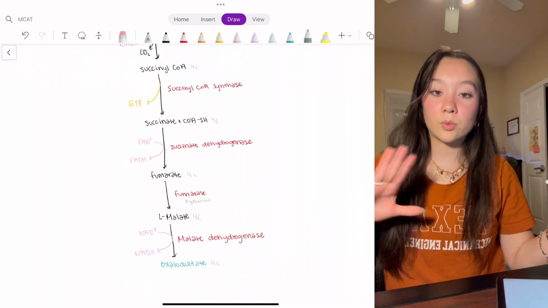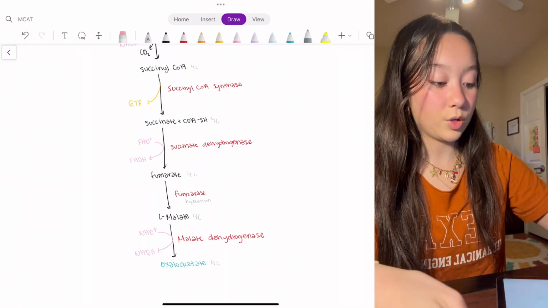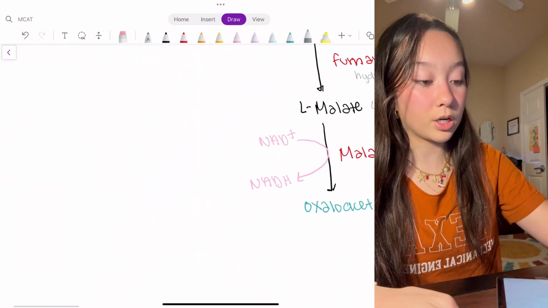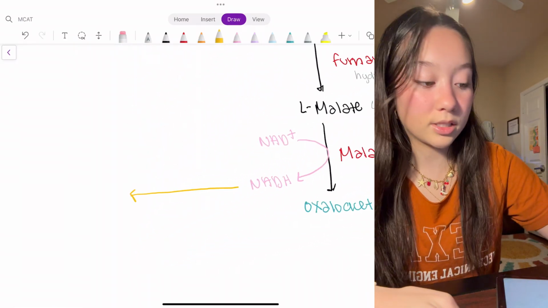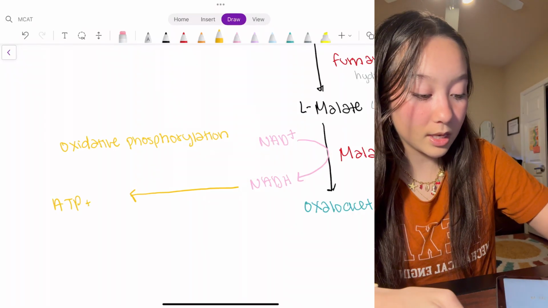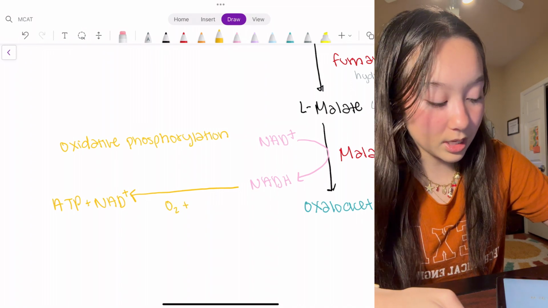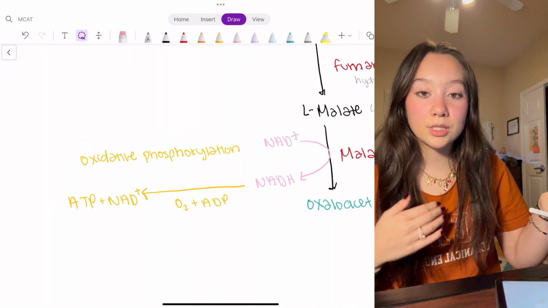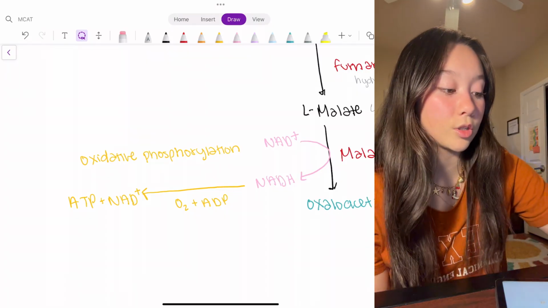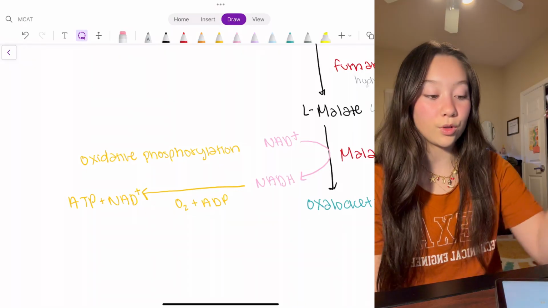Now, if we want to get a bigger picture glimpse of what's going to go on after this, we can show that from here, NADH can go through oxidative phosphorylation, which is going to form ATP and NAD. We're also going to need O2 plus ADP. So as you can see, NADH, this highly reduced molecule, ended up producing ATP. That's the goal of this.